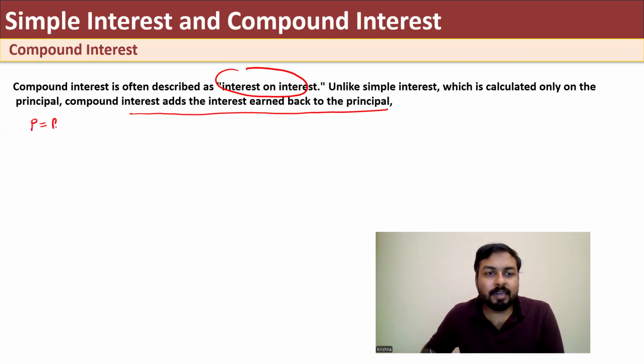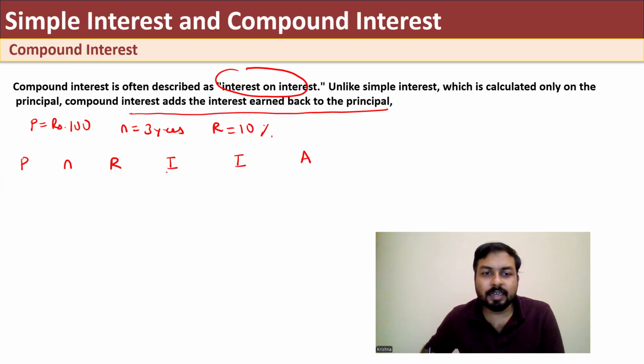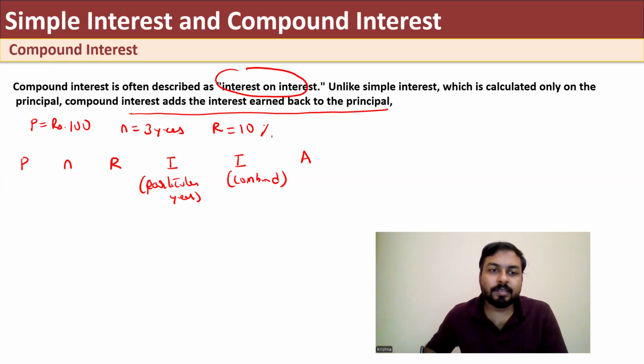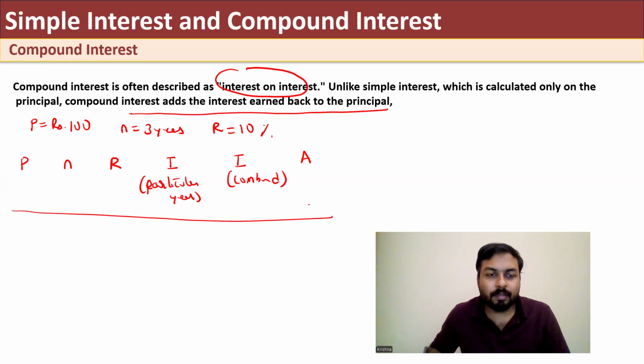So I'll take principal as 100 rupees. Let's say the number of years is 3 years and the rate of interest is 10%. I will use a table to understand this example. Okay, so I've written principal, number of years, rate of interest, interest, and amount. This interest is the interest for a particular year or a specific year, and this is the combined interest, combined years interest. Okay.